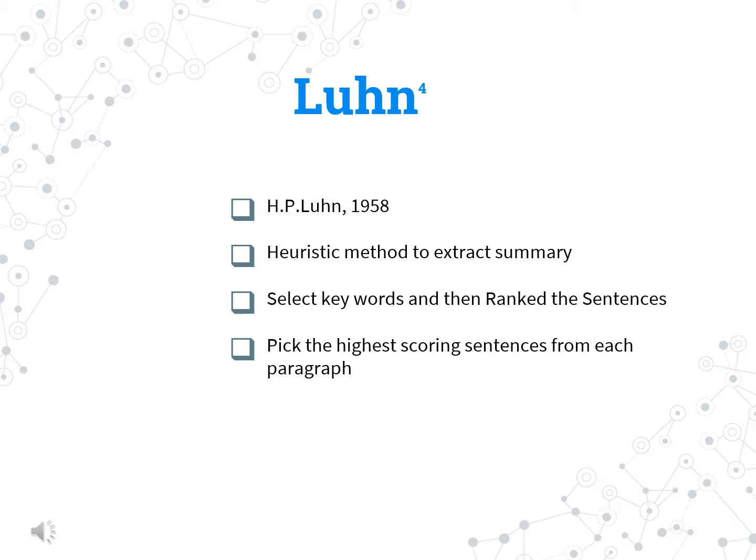Luhn algorithm, published by H. P. Luhn in 1958, is a heuristic method to extract a summary. It selects keywords and then ranks the sentences, and then picks the highest scoring sentence from each paragraph.